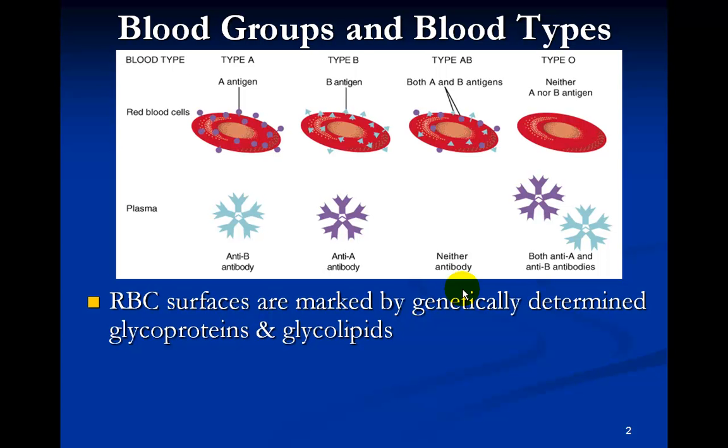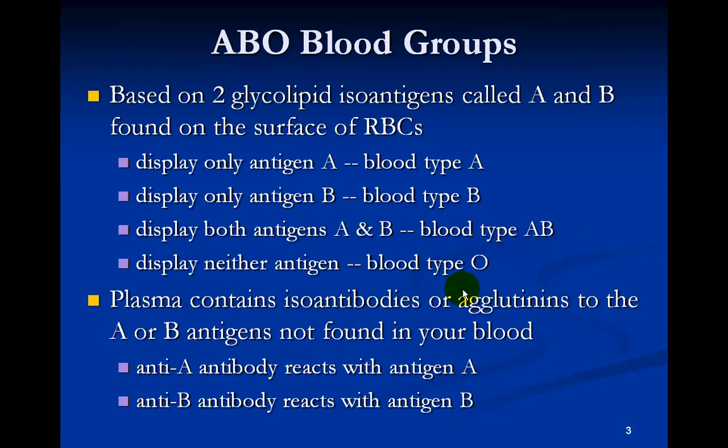So these blood cells are marked by genetically determined glycoproteins and glycolipids that are embedded in the cell membrane of the red blood cells. Well, based on those glycolipid isoantigens that are found on the surface, we have identified the 4 blood types. Well, plasma contains those isoantibodies or agglutinins to the A or B, whichever are not found in your blood. So anti-A antibody reacts with antigen A, and anti-B antibody reacts with antigen B.